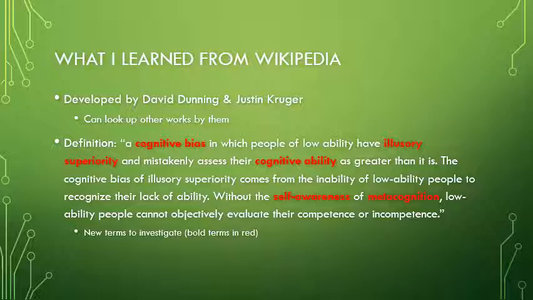And the definition, this is taken directly from Wikipedia, which was a fairly clear definition and more thorough and more technical than the one that I started with. The Dunning-Kruger effect is a cognitive bias in which people of low ability have illusory superiority and mistakenly assess their cognitive ability as greater than it is. The cognitive bias of illusory superiority comes from the inability of low ability people to recognize their lack of ability. Without the self-awareness of metacognition, low ability people cannot objectively evaluate their competence or incompetence.